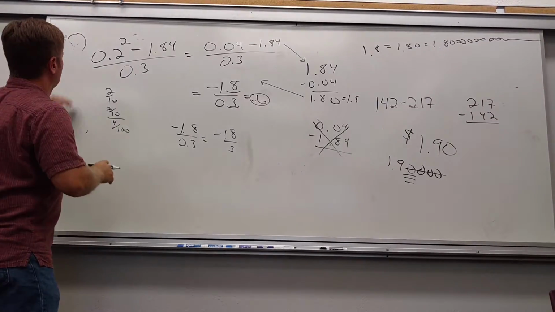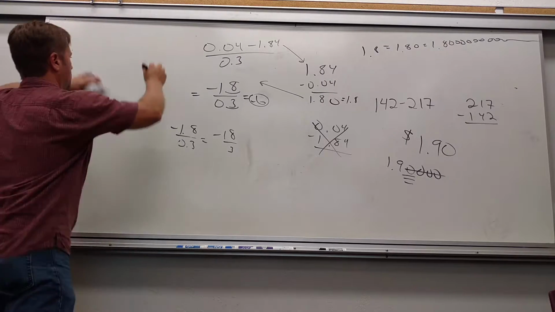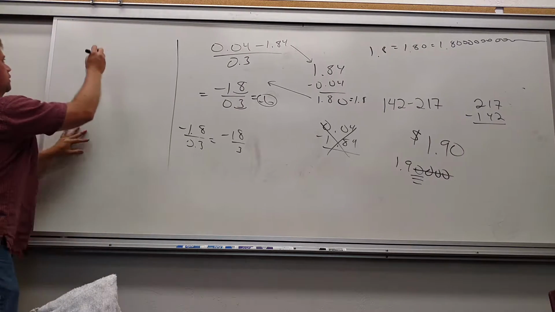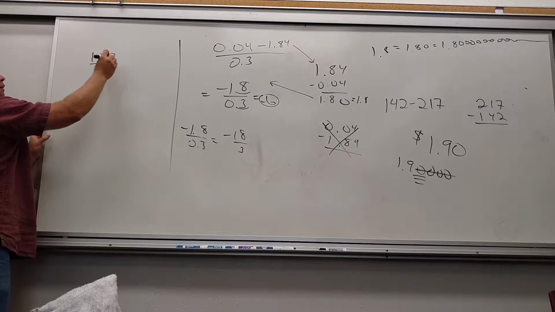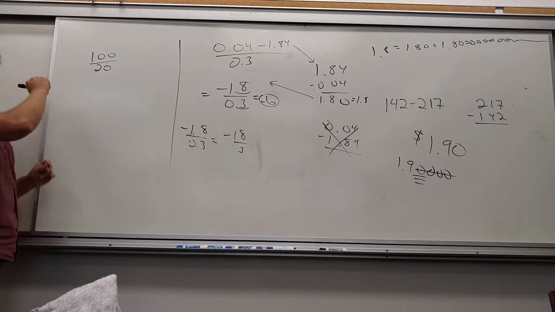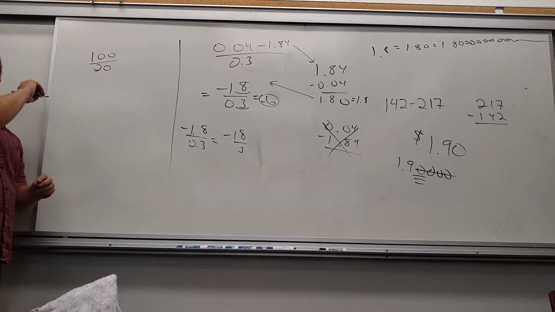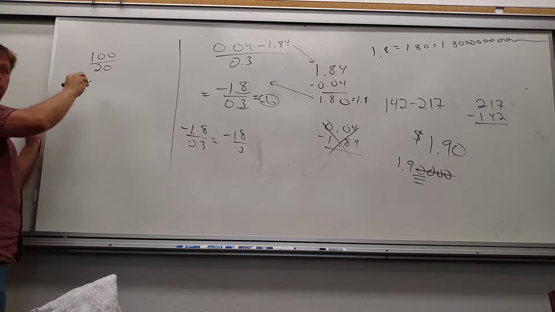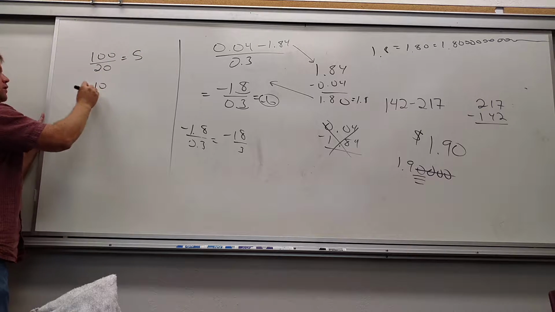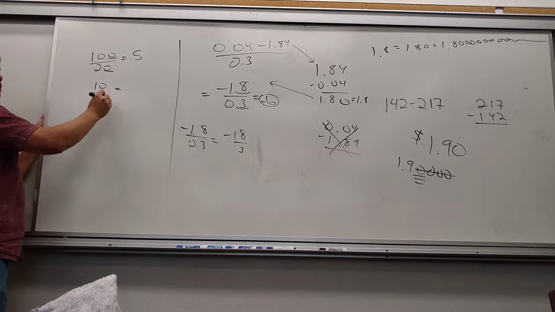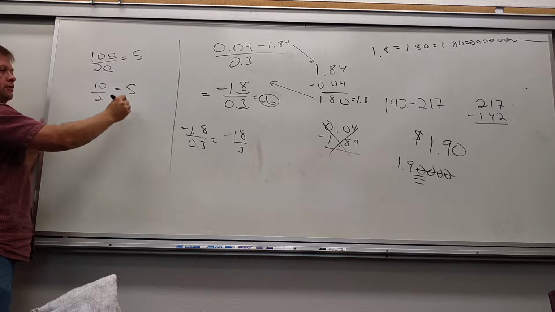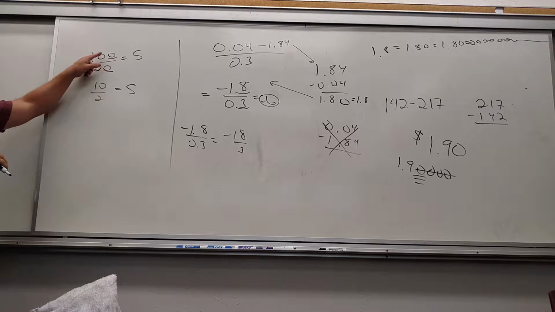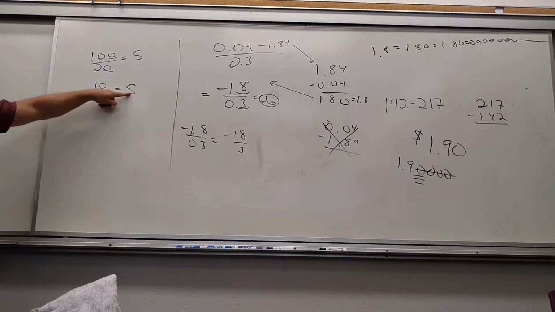Just because the answer is negative 6? No. All right. 100 divided by 20 is what? 5. What's 100 divided by 20? 5. What's 10 divided by 2? 5. So if I move the decimal back one place, I've made an equivalent thing.